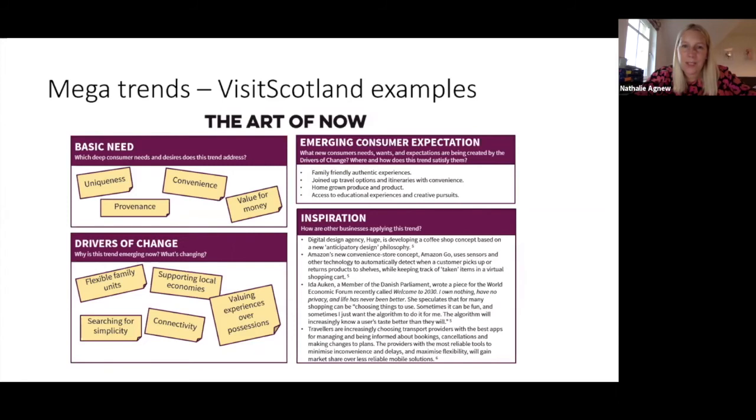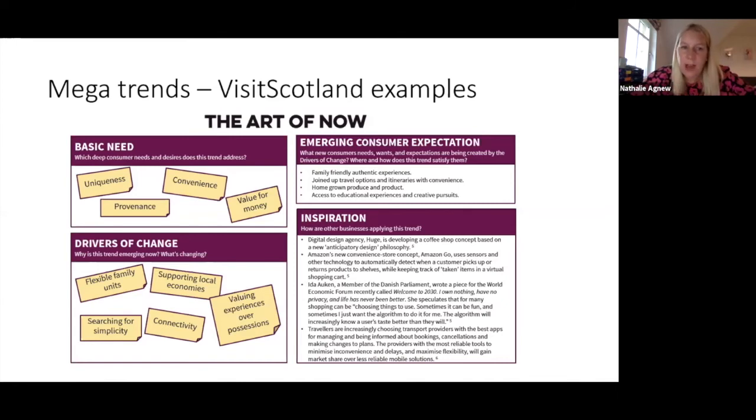So the way that Visit Scotland has broken these down is the art of now. And there's some really good headings here that you might want to apply to your sector, or you might want to create your own headings and make them really tailored to your needs. But for Visit Scotland, they've looked at the basic need. So what is it that the consumer needs here? Was it convenience, value for money?